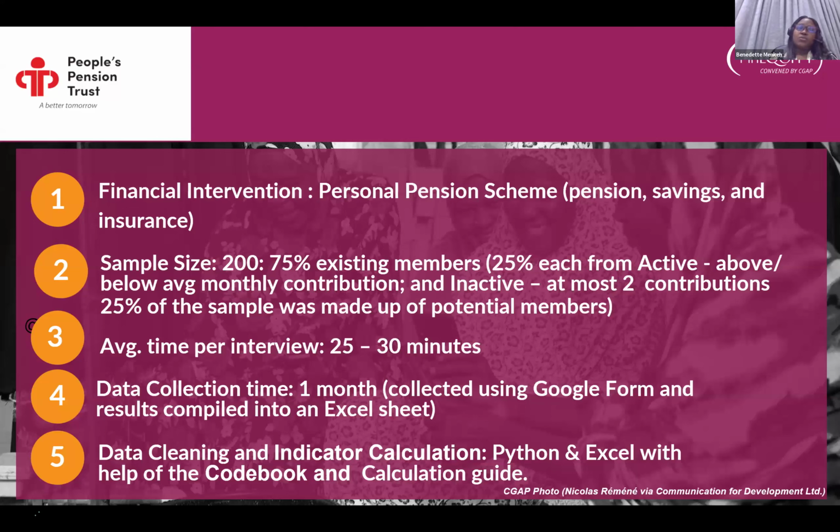We also trained our enumerators to familiarize them with the survey questions as well as the process. And we also used the enumerator guide for that. Once we were done with these steps, it took us a month to collect data from the sample size of 200 participants.